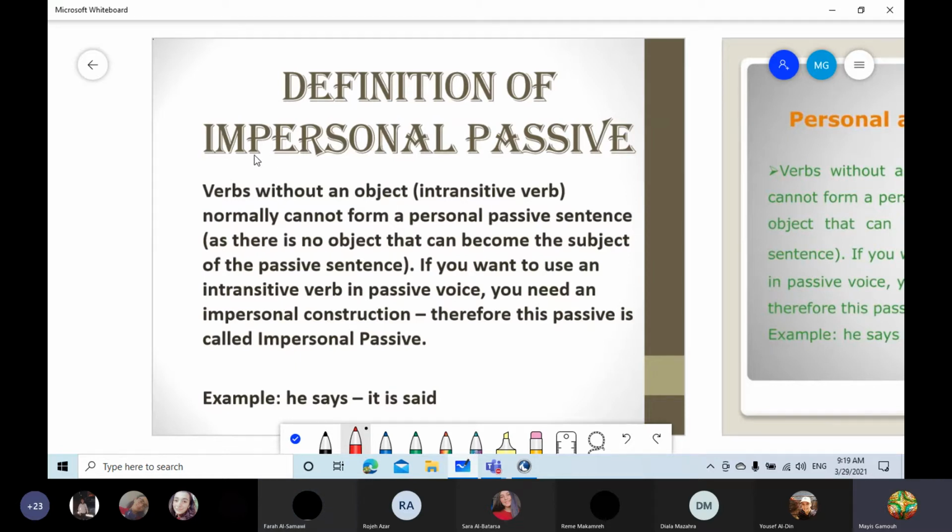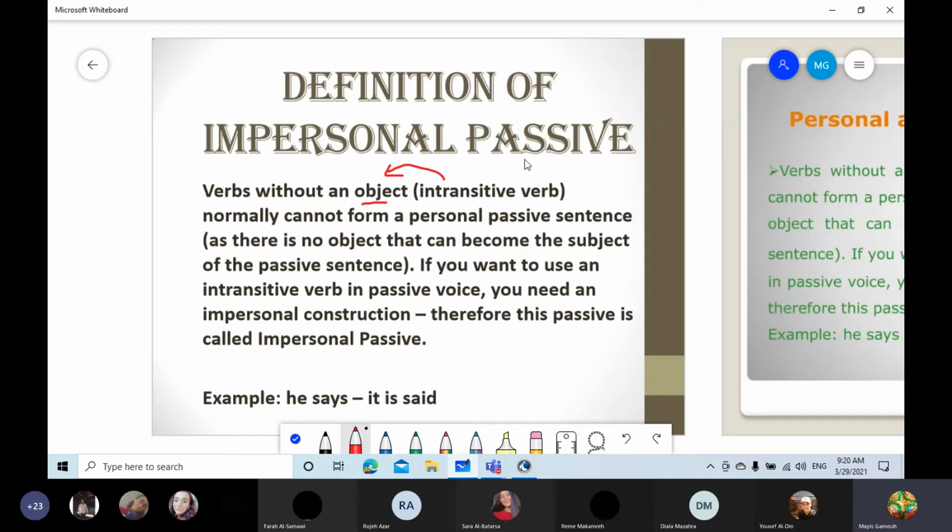Here you have to take into consideration that with the impersonal passive, we have an intransitive verb, the intransitive verb. What do I mean by that? I mean verbs that do not need an object. Verbs without an object, they do not ask for a direct object. They are called intransitive verbs. They normally cannot form a personal passive sentence. Why? Because we do not have an object, so we cannot insert it to be our subject in our passive sentence.